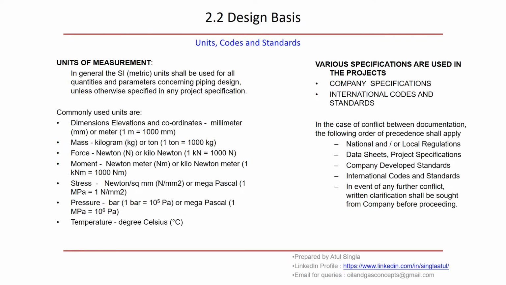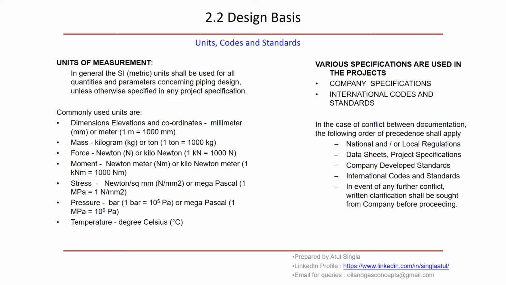So here we have units, codes and standards. What kind of unit are we going to use throughout the project? In all the drawings which are deliverables, we have to have some standard. For example, we are using the metric system as a unit of measurement. Commonly used units are for dimensions, elevation and coordinates, where we mention millimeters or meters. For mass, kilogram; then force, moment, stress, pressure. So we mention what kind of unit system we are going to use throughout the design.